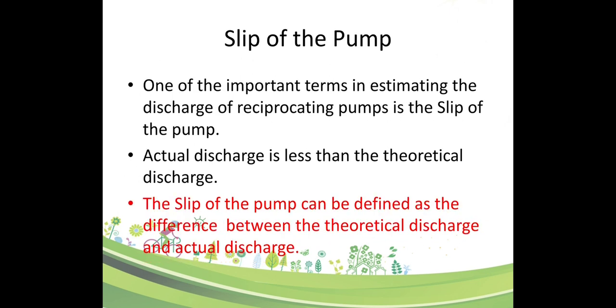Slip of the pump is one of the main things to understand in a single acting or double acting reciprocating pump. Slip is nothing but the difference between the theoretical and the actual discharge. Generally, actual discharge is less than the theoretical discharge. So we need to understand how slip occurs in our pump. If there is more slip, it may be necessary to change the piston inside the cylinder.